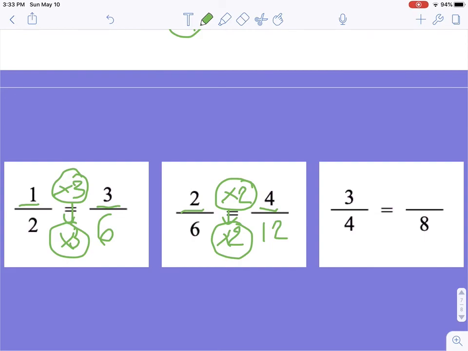Okay, last one here, but now I'm given the bottom numbers. 4 times what gives me 8? 4 times 2 gives me 8. I bring that 2 up here, times 2. And now I'm doing 3 times 2. 3 times 2 is 6. So 6/8 is equivalent or equal to 3/4.